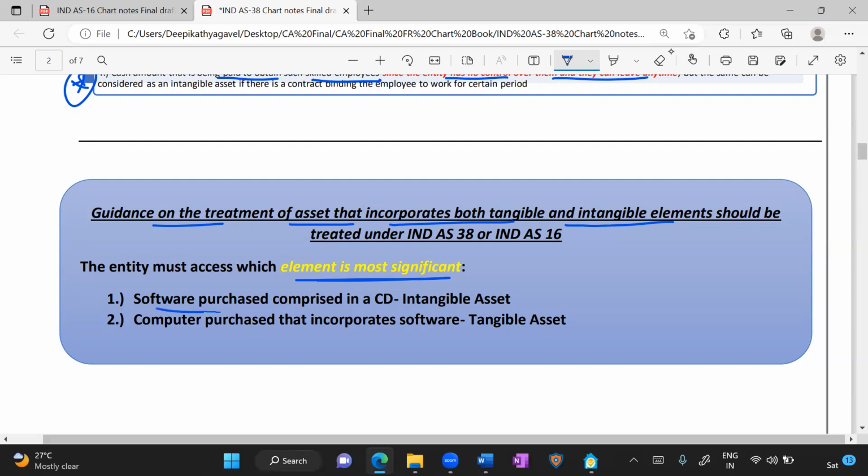The first says that you have purchased a software which is comprised in a CD. So you have purchased a software which is present in a CD.